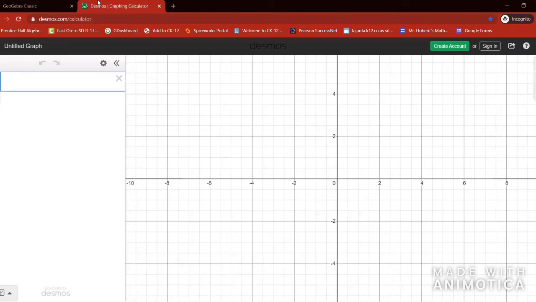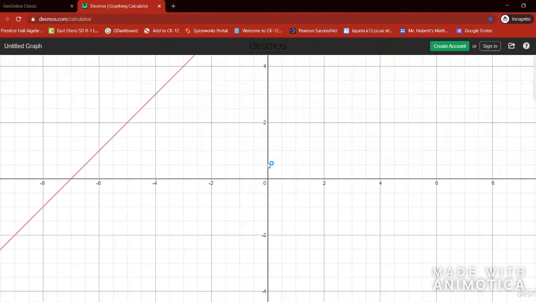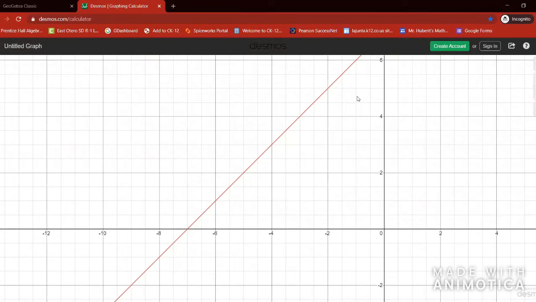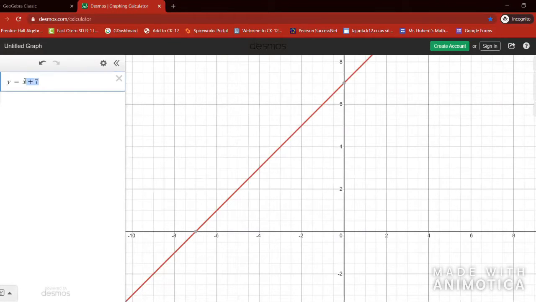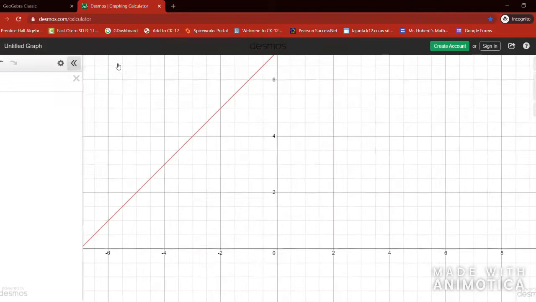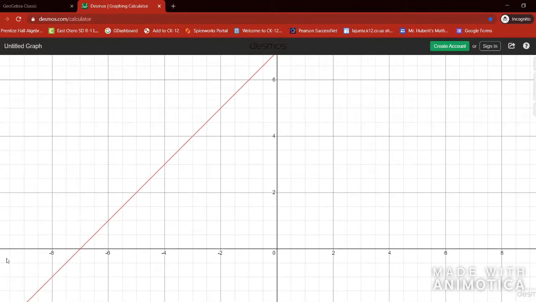So for now, I'm going to use Desmos. So say, for example, the equation given to you is y is equal to, let's just say, x plus 7. Now the question is, what will be the domain and range for this line, for this function, x plus 7? So if you remember, domain are the x values. In other words, all of these values on the x-axis are the domain values.